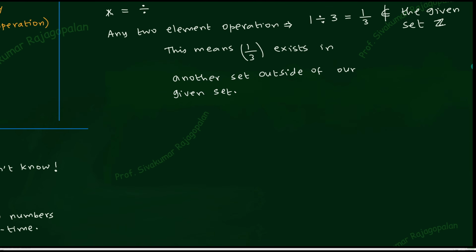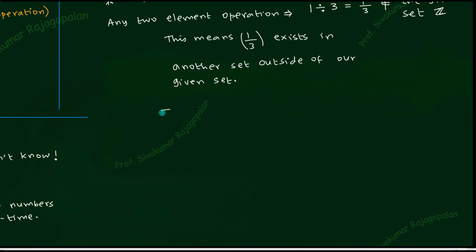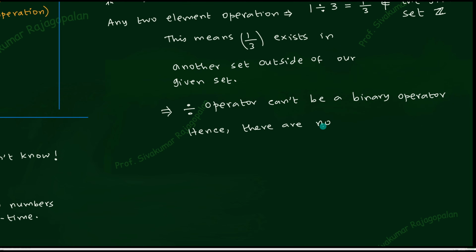Whenever you have to move to another set for the discussion, we therefore make a conclusion that the possibility of making a group is not possible. That's the conclusion. So our conclusion is that the division operator cannot be a binary operator. Do you understand what we mean by cannot be a binary operator? Closure property is not satisfied. Why is the closure property not satisfied? 1 by 3 is not there in our set. 1 by 3 is there in some other set. Once it is not there in our given set, then the closure property has failed.